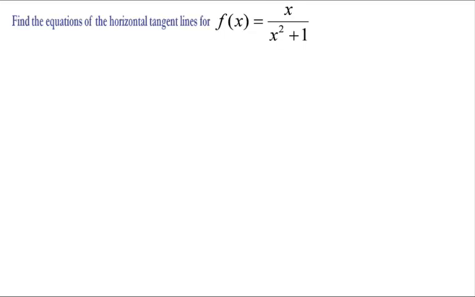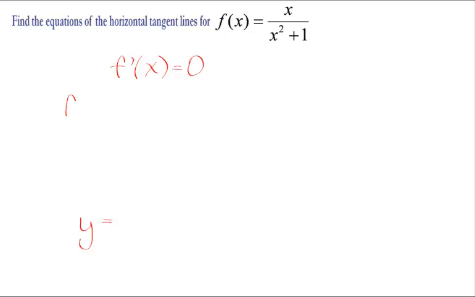Find the equations of the horizontal tangent lines for f of x equals this quotient of two functions. The equations of horizontal tangent lines are when the slope is 0. The slope of any horizontal line in the plane is 0. So this is telling me I need to find the horizontal lines in the plane. Those equations, they're going to be y equals something. That's what the equation of a horizontal line is, specifically for where the derivative of this function equals 0.